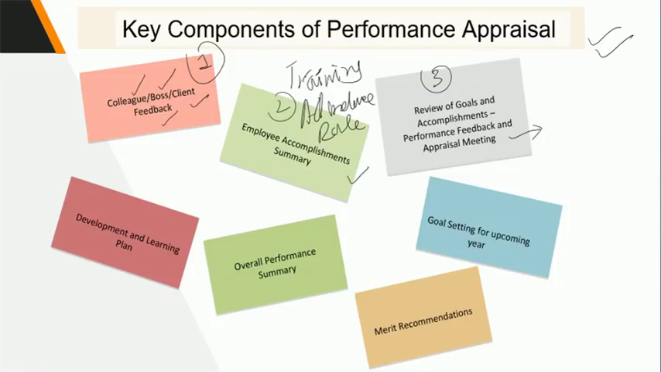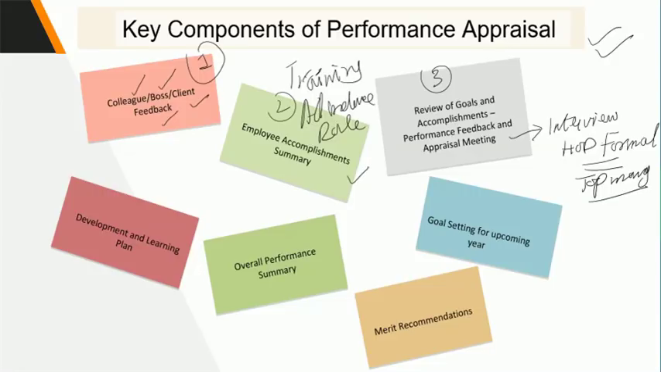On number 3, they will review the goals and accomplishments, and there will be a performance feedback and appraisal meeting. This is basically, we also call it a performance appraisal interview. This is when after a year you are going to meet your head of department for formal feedback on your performance. So this is not like an informal meeting, this will be a formal meeting with your head of department or your top management. So depending on your different organizations, this will be different.